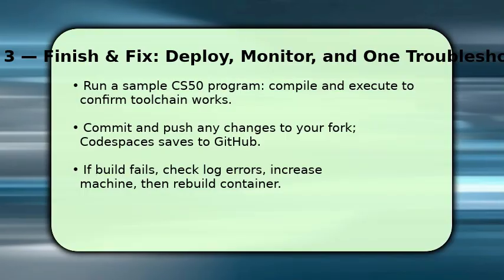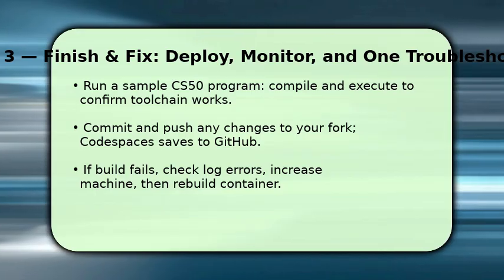Finish by compiling and running a small CS50 example to confirm everything works. This verifies Clang, Make, or Python are present. Commit any configuration tweaks and push them to your fork so your setup persists.